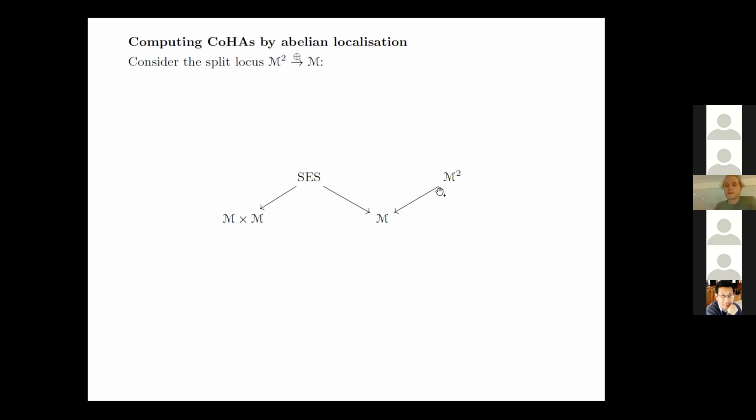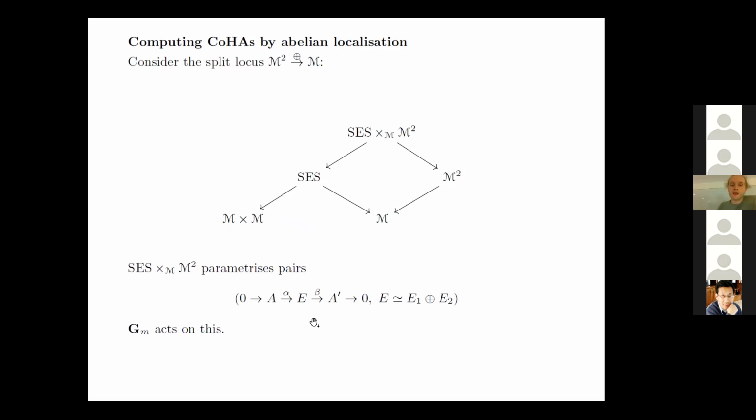Okay, so this map gives you an injection in cohomology when you pull back. So instead of considering pull-push, you might as well consider pull-push-pull. And this is sort of the same data. Okay, so when you see a diagram like this, the natural thing to do is obviously to take the pullback. And this pullback parameterizes a short exact sequence with a splitting of the middle term.